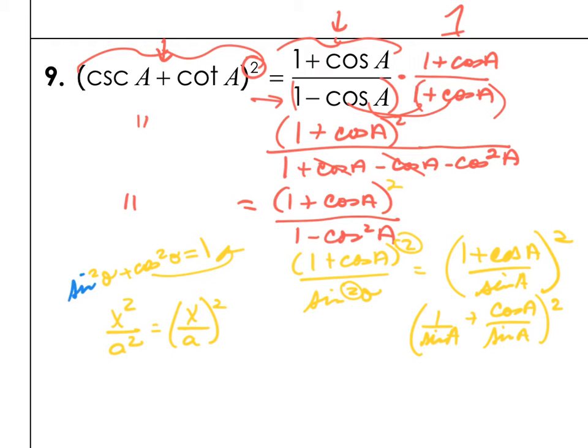Now I want you to look at where we're headed. Go back over here. We are really close, because cosecant is the same as 1 over sine, and cotangent is cosine over sine. And so we're there. All right, so we just need to write: this is cosecant of A, and this is cotangent of A, and it is squared.